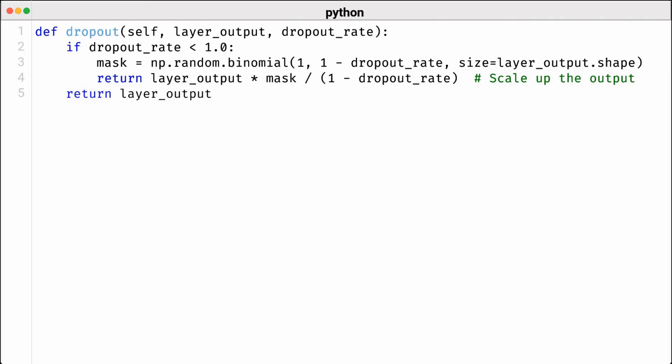Following this, we multiply the layer's output by the mask, effectively setting the outputs of the dropped neurons to 0. But to maintain the scale of the output, we also divide by 1 minus the dropout rate. This scaling ensures that the expected sum of the outputs remains unchanged, allowing the model to generalize better during training. Now, if the dropout rate is set to 1 or greater, we simply return the original layer output without any modifications. This function not only enhances the robustness of our model, but also contributes significantly to improving its generalization to unseen data, making it a really valuable addition to our neural network training process.